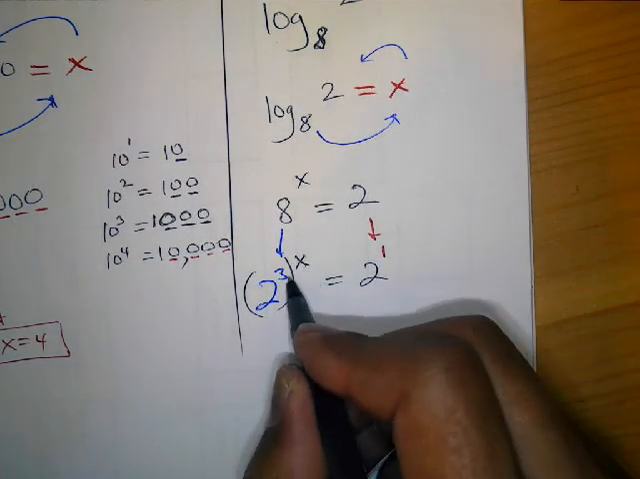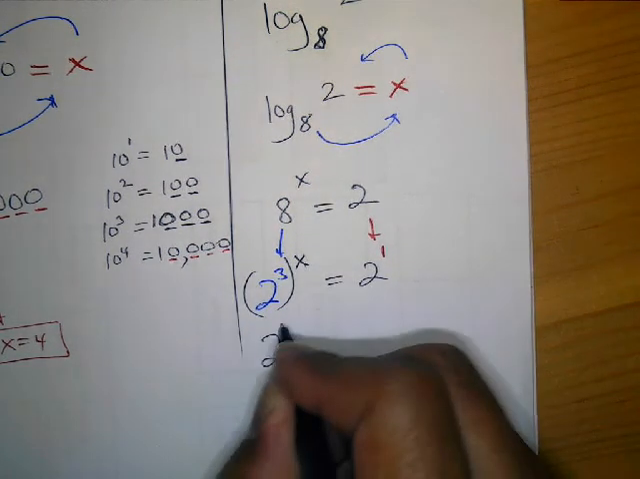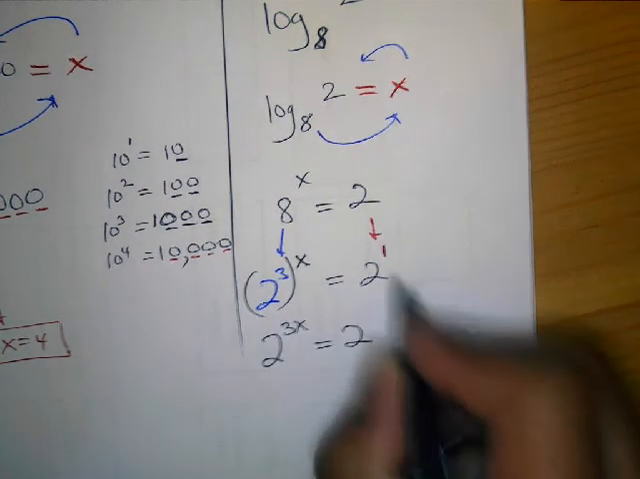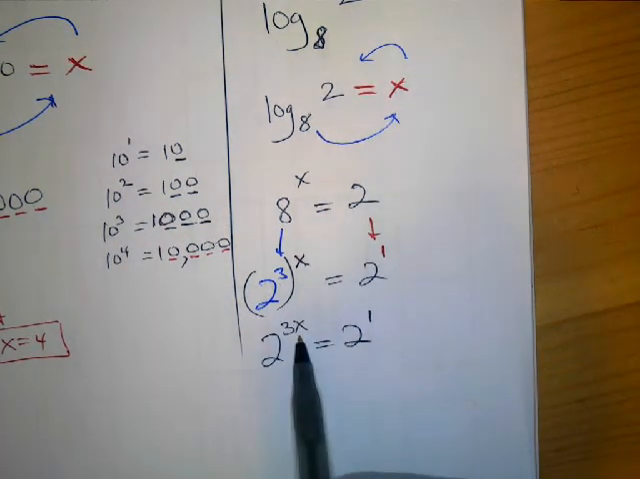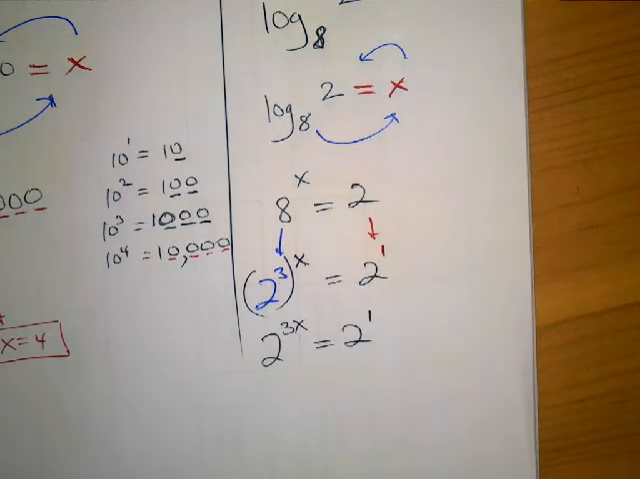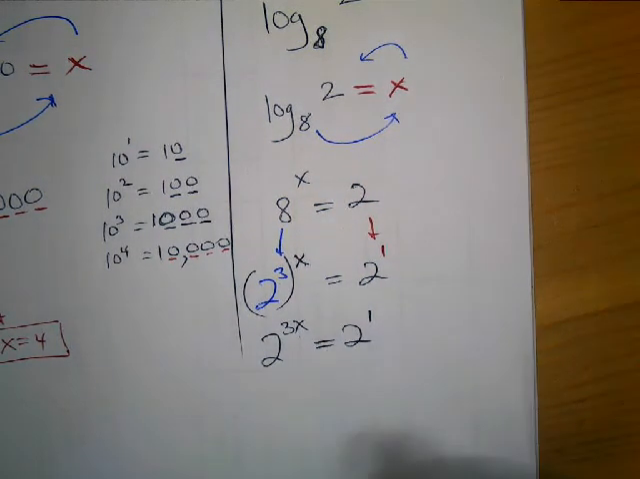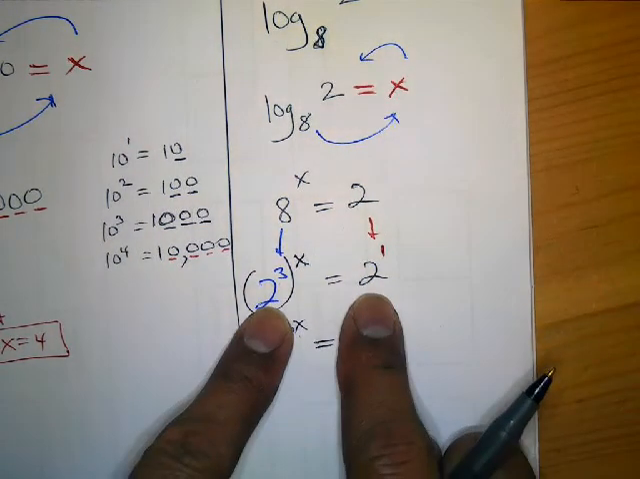And we talked about this in the previous assignment. When you get a power to a power, these multiply. So 3 times x will be 2 to the power of 3x is equal to 2 to the power of what? 1. Remember, these multiply, so 3 times x, 3x. 2 has a power, it's 1.